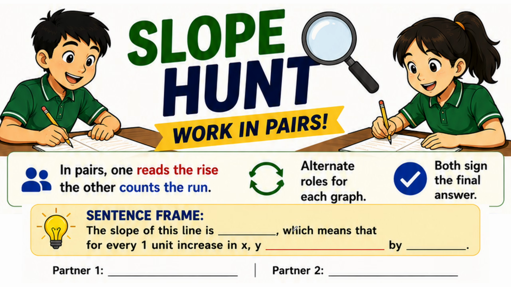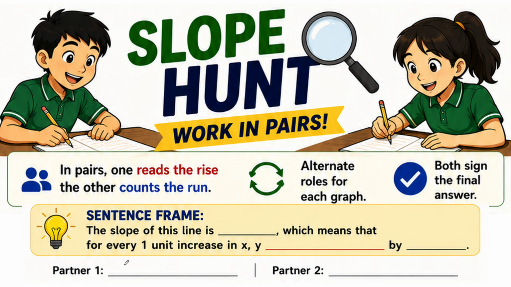This is a sentence frame. The title of the activity is Slope Hunt. We're going to work in pairs. One reads the rise, the other counts the run. Alternate roles for each graph. Magpapalit po kayo and both sign the final answer. Again, this is a sentence frame. The slope of this line is blank, which means that for every 1 unit increase in x, y increases by blank.